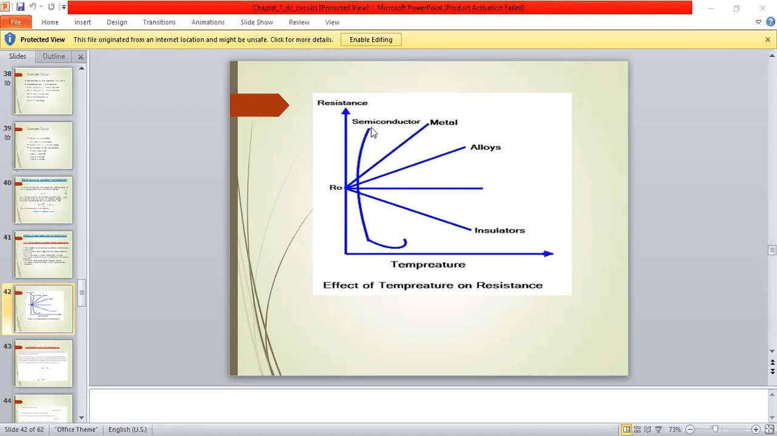And जो temperature coefficient of resistance की value होती है semiconductors and insulators, it is negative, whereas for metals and alloys it comes out to be positive. इन दोनों के लिए ये positive रहता है. Okay, so this is how the resistance varies with temperature for different types of materials.